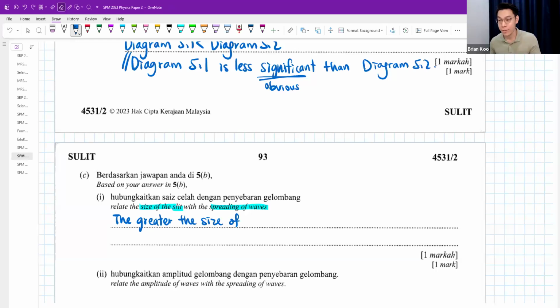The greater the size of the slit, the smaller, or there's an even better word, the less significant the spreading of waves.